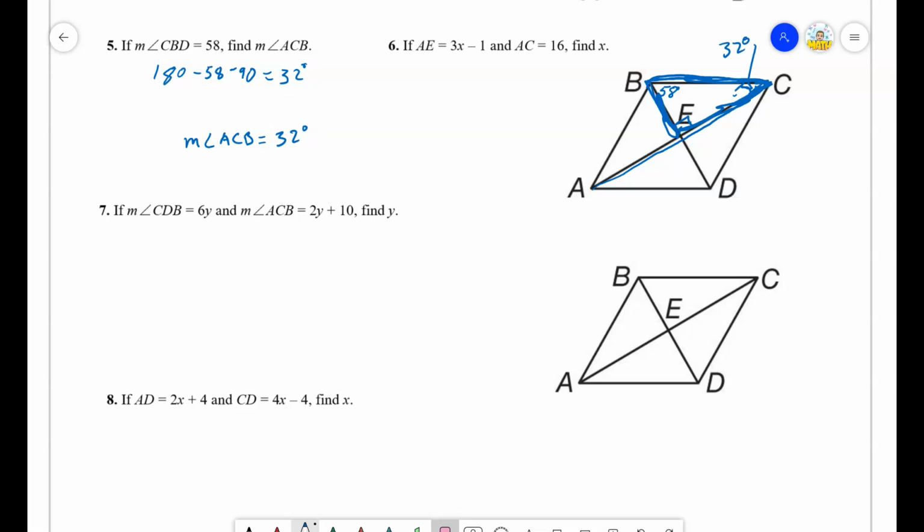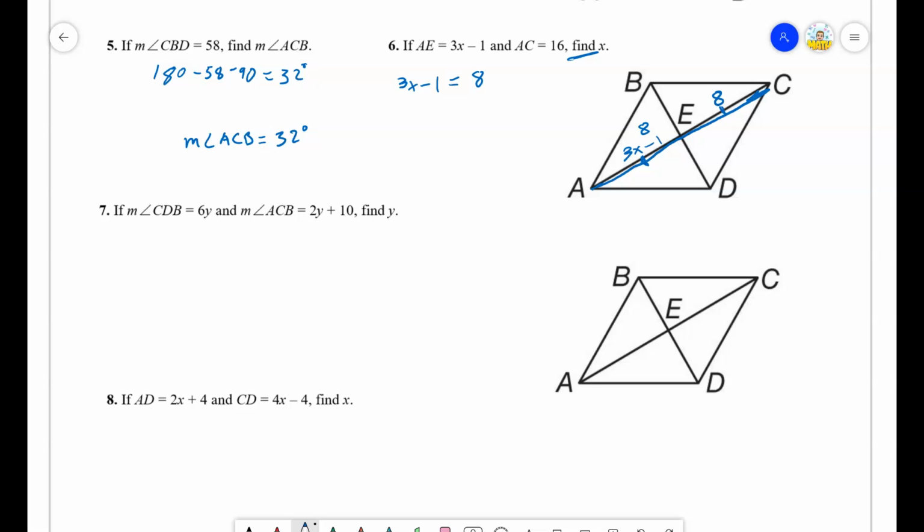Okay. And now in the next one, that information from number 5 does not carry over to number 6. We'll check and see what we have here. They tell us that A to E is 3x minus 1. And then they tell us that A to C, this whole segment here, is 16. Well, if the whole segment's 16, and we know that the diagonals bisect each other, each one must be 8. So my equation to find x would have to be that 3x minus 1, that piece that goes from A to E, is half of the whole diagonal, will be equal to 8.